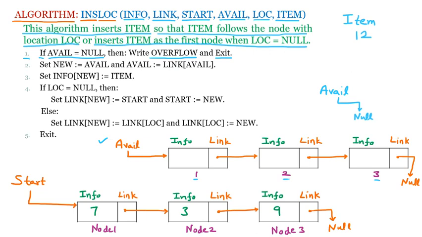But this is not the case because we already have the three nodes here. So this part will not work. This is not the case. We are having the case where the available list is having the three nodes. So we will go on to the second step.